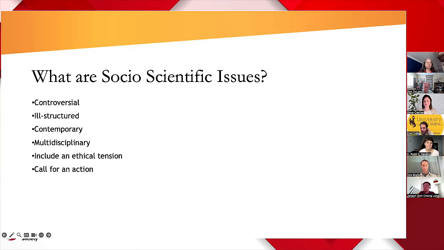If some of you are not familiar with what socio-scientific issues are, I want to briefly present some of their characteristics. Socio-scientific issues are controversial, ill-structured, contemporary issues regarding the interface between science and social aspects. They are multidisciplinary and they include ethical tension.